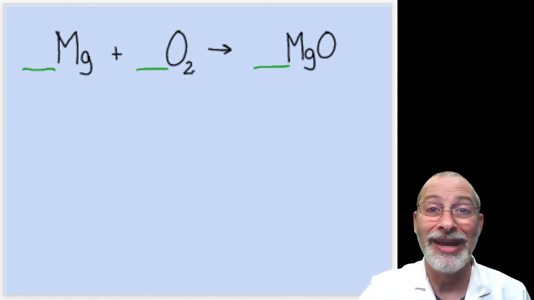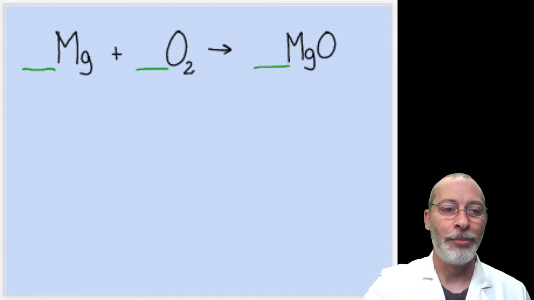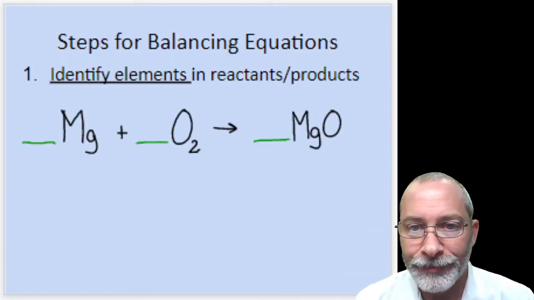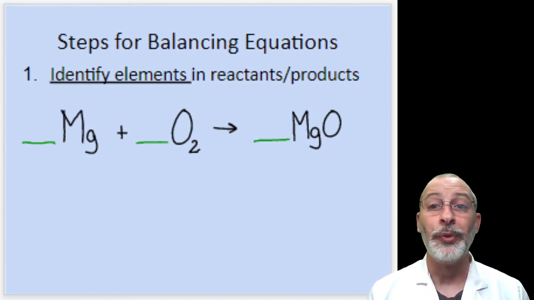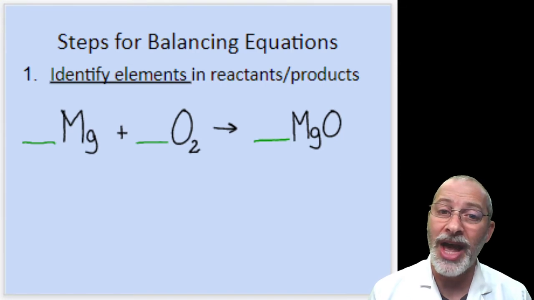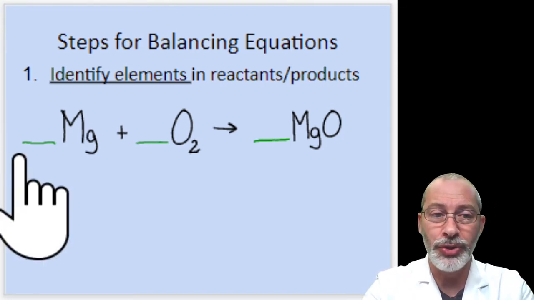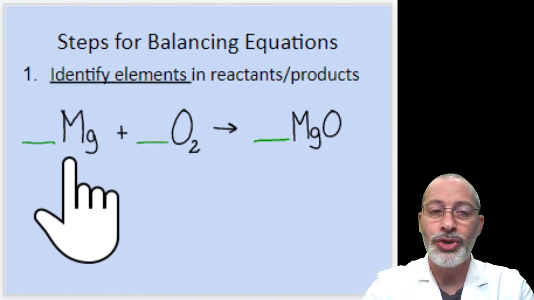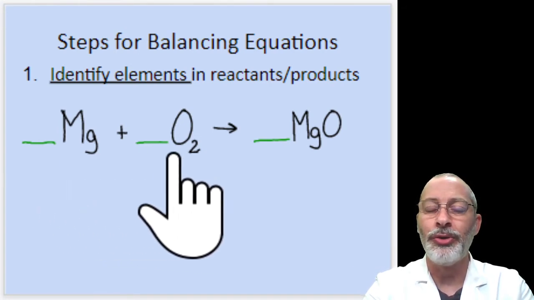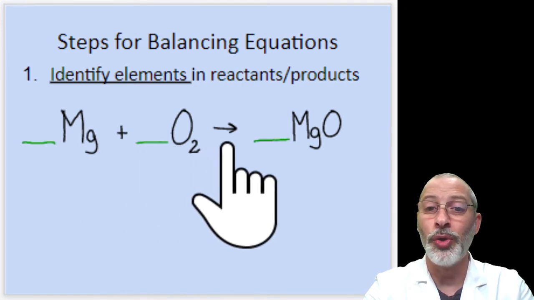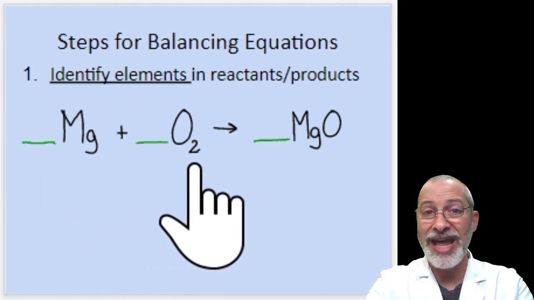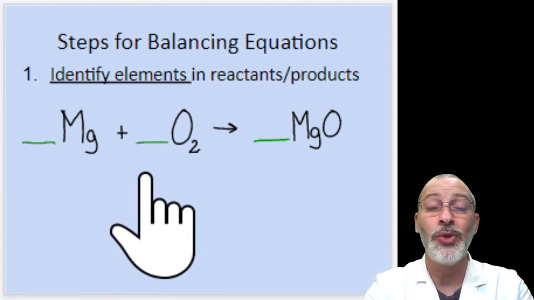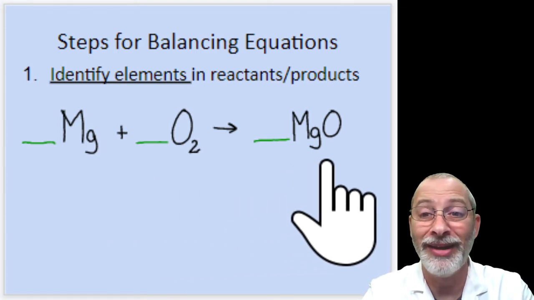First thing you do is write down a chemical equation, and here is an example of one. Step one for balancing equations is to identify the elements in the reactants and in the product side of the equation. So let's just do a quick review. These 2 elements here, would they be the reactants or the products? Notice where the yield symbol is. These are the reactants. So if these are the reactants, where's the product? You got it, over here.